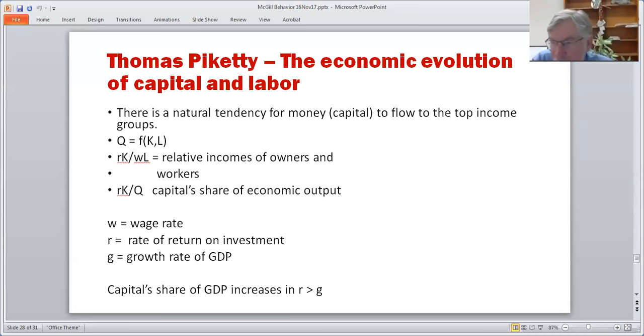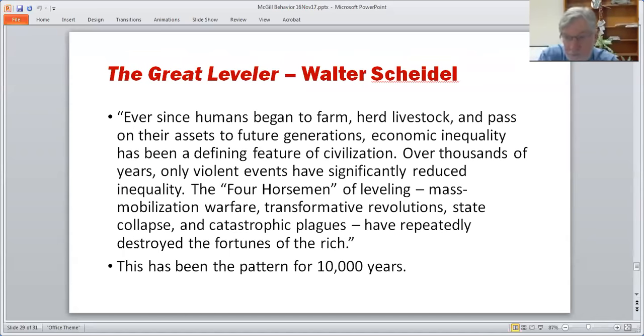So there's a natural tendency over time, unless something happens to break it, for rK to be a larger portion of GDP. And that's going to happen as long as the rate of return on capital increases faster than the rate of growth of the economy. And again, Piketty put together these incredible data sets using really primary tax records, especially in France, but other countries.